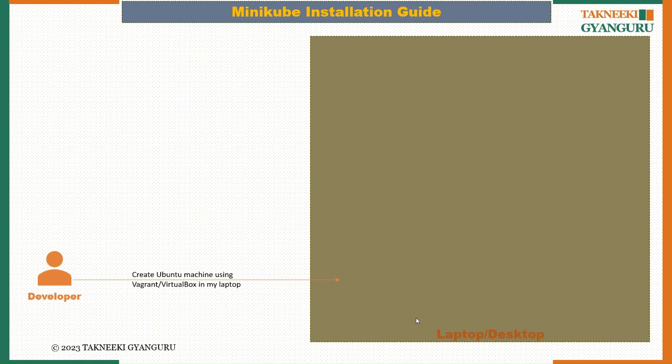If you have Linux, you can create another Linux, Unix, or Ubuntu box using Vagrant or VirtualBox. So how can we create an Ubuntu machine on my laptop? For that you need to install Vagrant and VirtualBox. I have already created so many videos on how you can create a Windows or Linux machine on your laptop. You can go and watch my video. I will also put it in the description.